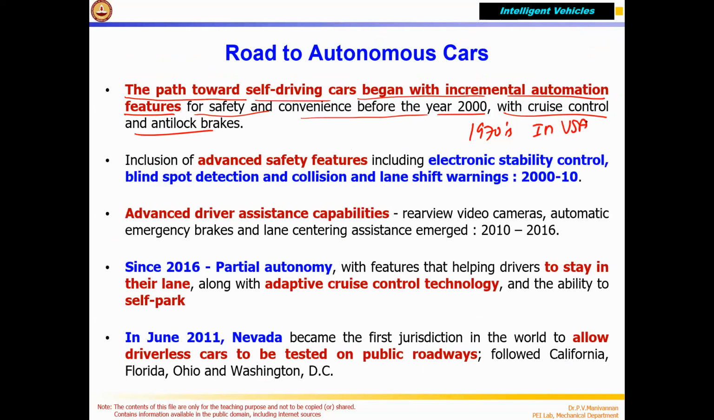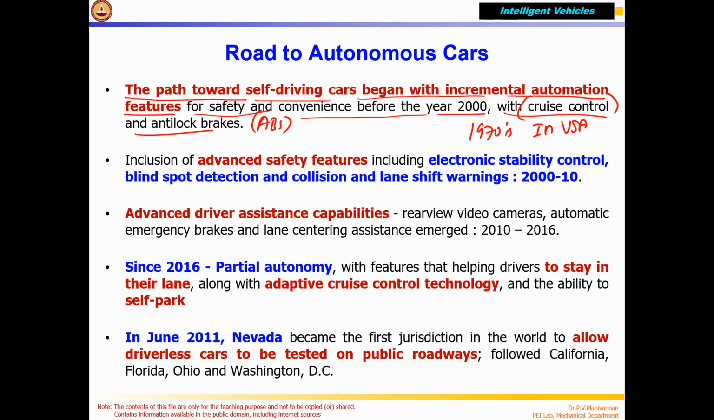Cruise control came in the 1970s in the US, and ABS, the anti-lock brake system, which can help the driver. Please know that they are not autonomous vehicles. They can apply the brake effectively without wheel locking, so accidents can be reduced and the vehicle can be stopped effectively. That is the ABS advantage. We are going to see it.